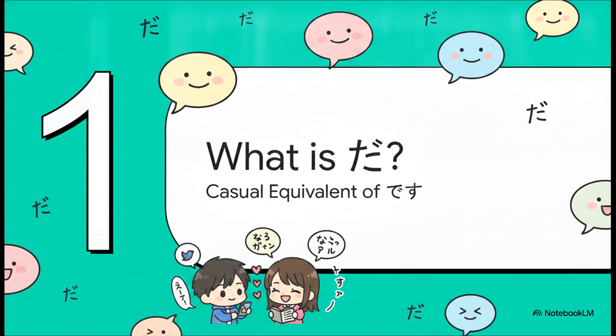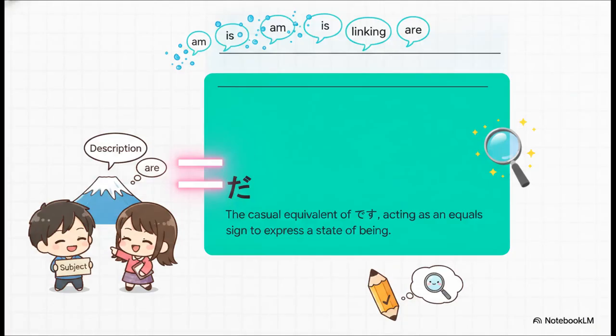Essentially, the casual equivalent of this. So in English, we rely heavily on linking verbs, am, is, are, to connect a subject to a description. But Japanese functions a bit differently. "Da" is essentially a state of being or equivalence. I really want you to think of it less as a verb and way more like an equal sign placed right at the end of a sentence.